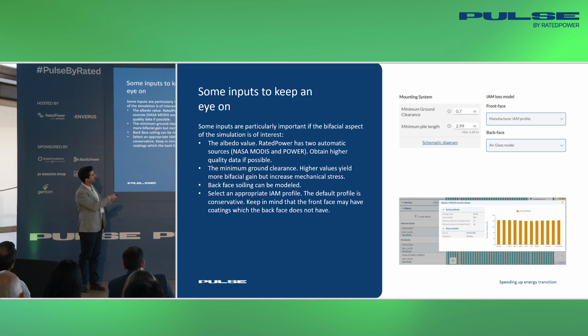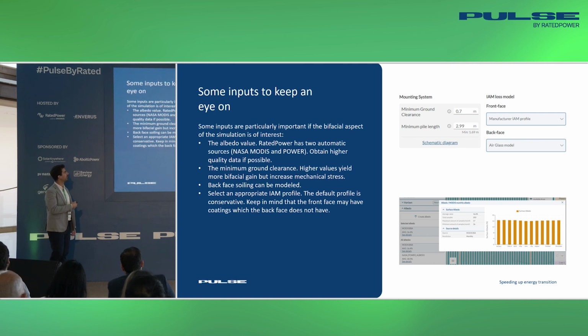The back face incidence angle modifier model, the default option is conservative. You may want to change it to the manufacturer incidence angle modifier profile, which is usually less conservative, and albedo, of course. In RatedPower, we have satellite sources by default, which you can use. We have MODIS and NASA Power. They include the effects of seasonality. So imagine you are in a snowy location, it will show in the albedo values, which is useful. And you can also input your own albedo values.